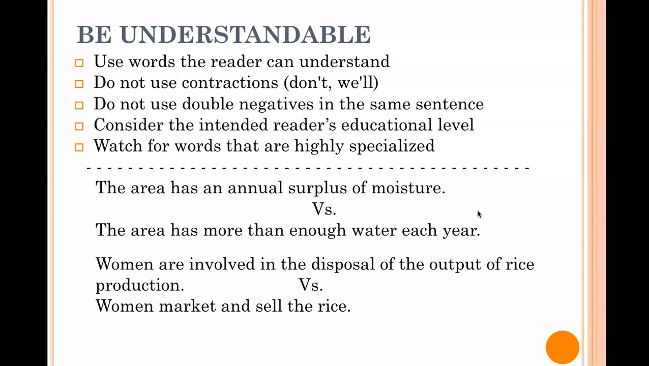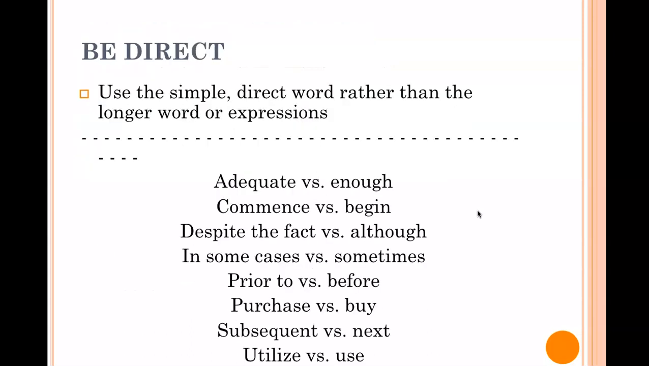You can take this example: "The area has annual surplus of moisture," which can be better written as "the area has more than enough water each year." "Women are involved in the disposal of the output of the rice production" can be simply written as "the women market and sell the rice." This will be more understandable. Be direct. Use simple, direct words rather than longer words or expressions. It is better to write "enough" rather than "adequate." There are many things that you can write, but try to use what is direct in meaning.